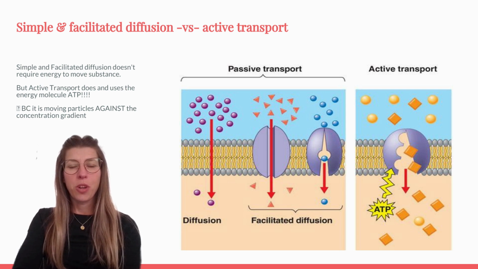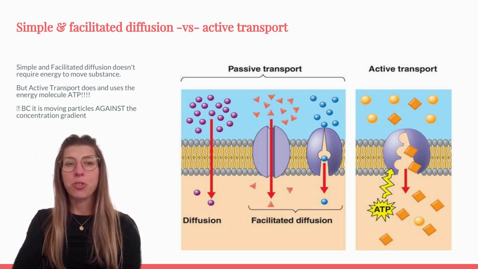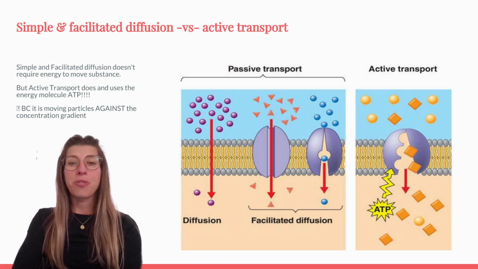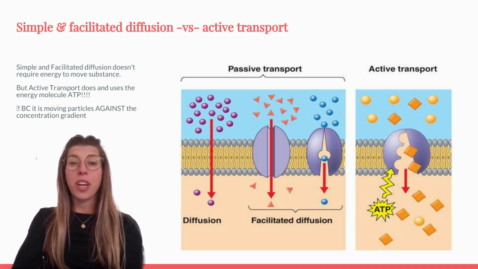We know that simple diffusion without proteins, and facilitated diffusion with proteins, doesn't require energy to move a substance. But active transport does, and it uses the energy molecule that is ATP. So you can see that on the right there. Because it's moving particles against the concentration gradient, this is why it requires energy, which all embodies the idea of active transport.